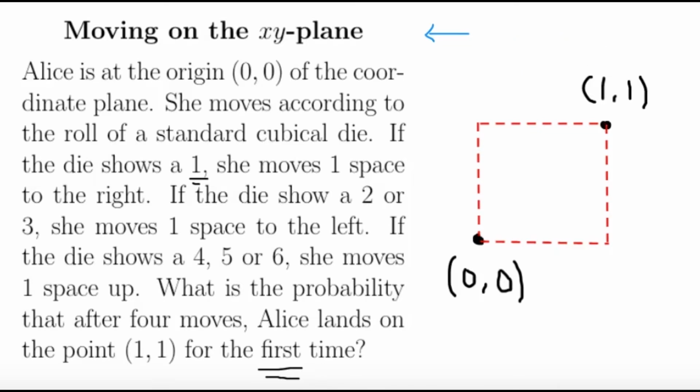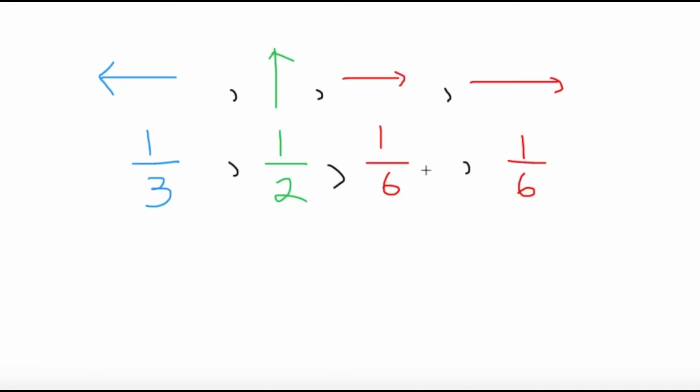Now finally, the up arrow will happen if the die shows a 4, 5, or 6, so that's 3 over 6. 3 over 6 gives 1/2, and that's the 3 numbers you see here. So green is 1/2, blue is 1/3, and then red is 1/6.